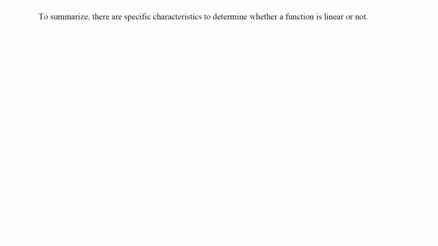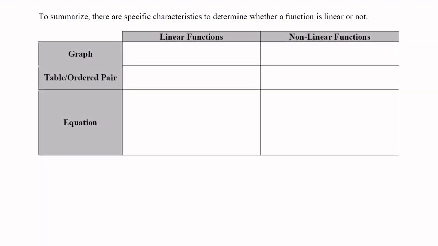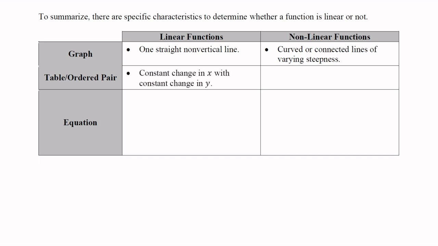There are specific characteristics to determine whether a function is linear or not. So let's talk about all of those features that we've talked about in this section. For a graph, you have to have one straight non-vertical line. In a nonlinear function, you'll have a curved or connected lines of varying steepness. In a table of ordered pairs, you have to have a constant change in x with a constant change in y. Nonlinear functions will feature a change in x or y that is not constant.